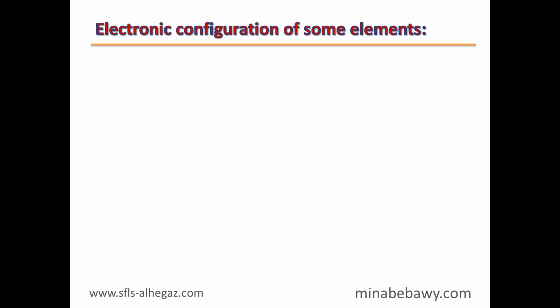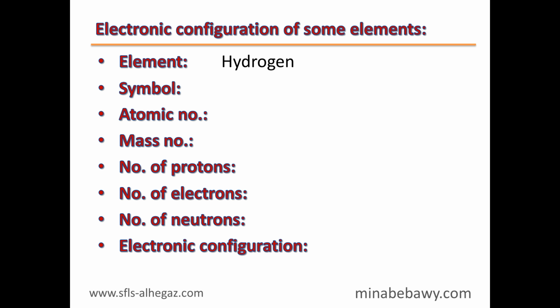Now we will try to write the electronic configuration of some elements. We will take the simplest element, which is hydrogen. The symbol of hydrogen is H. Its atomic number is the number which is written at the left lower corner, which is equal to 1. Its mass number is the number which is written at the upper left corner, which is equal to 1. The number of protons is equal to atomic number, equal 1. Number of electrons is equal to number of protons, equals 1. Number of neutrons equals mass number minus atomic number, equals 0.